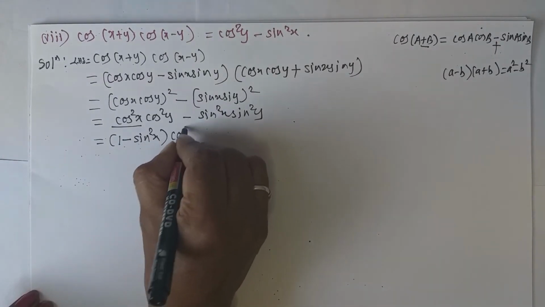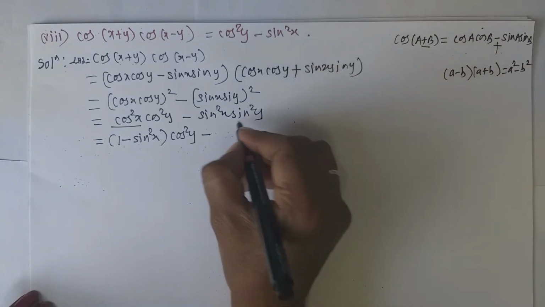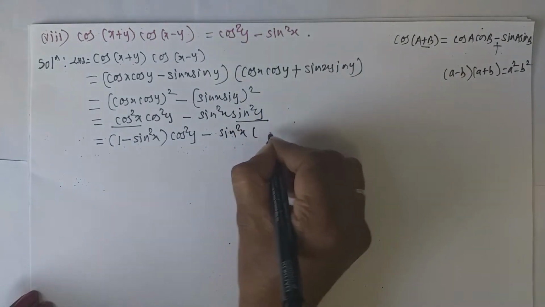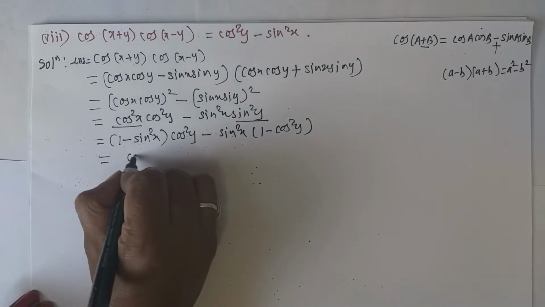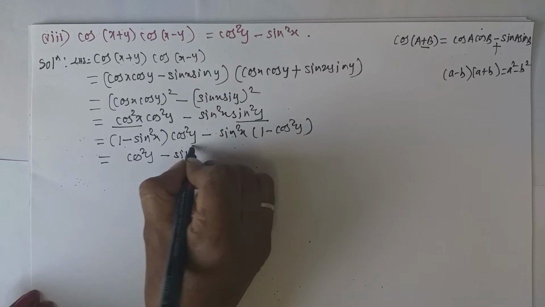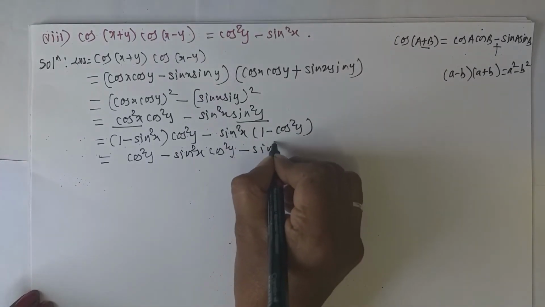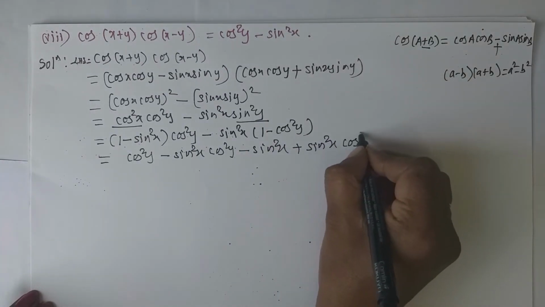Keep this cos square y as it is. Then here again there is no term of sin square y, therefore for this sin square y I will write 1 minus cos square y. Now open the bracket. This is cos square y minus sin square x cos square y, and this is minus sin square x and minus minus plus sin square x cos square y.